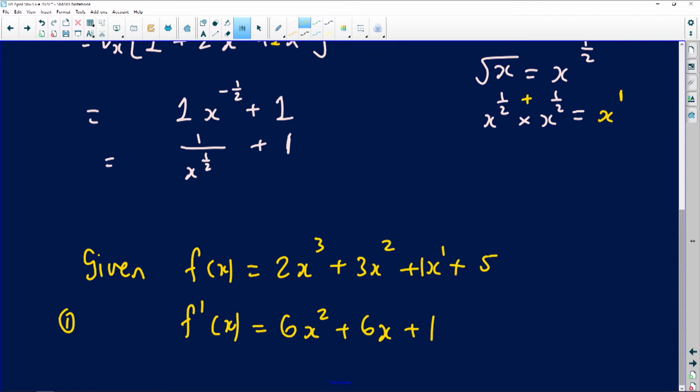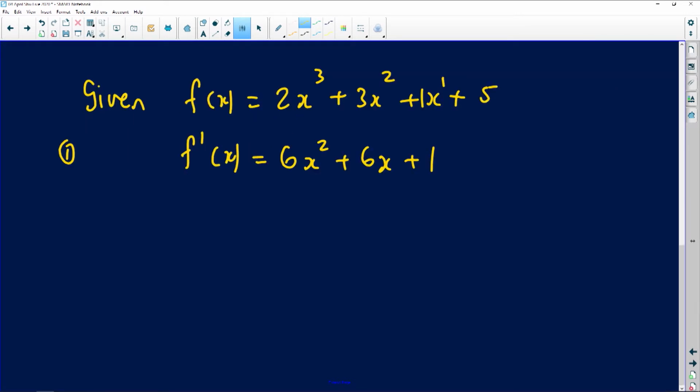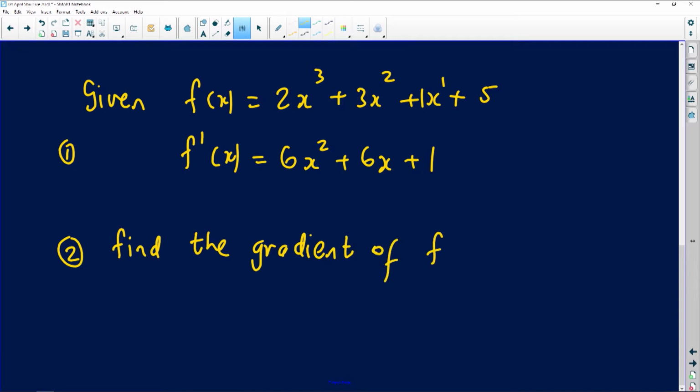So this is a 1-mark question. It's asking us to find the derivative. So that is the derivative of the graph of f of x. Now, I'm interested in the second part. The second part is what actually interests me. It goes on and says, find the gradient of f at x is equal to 3.